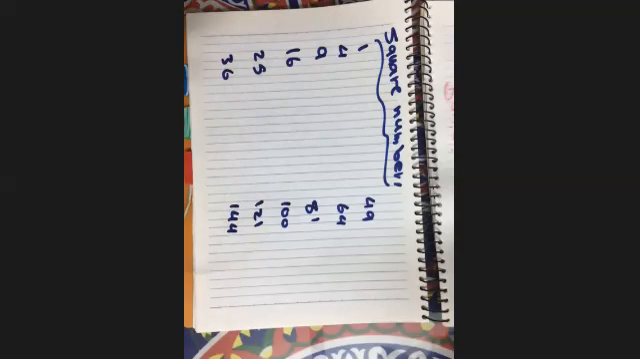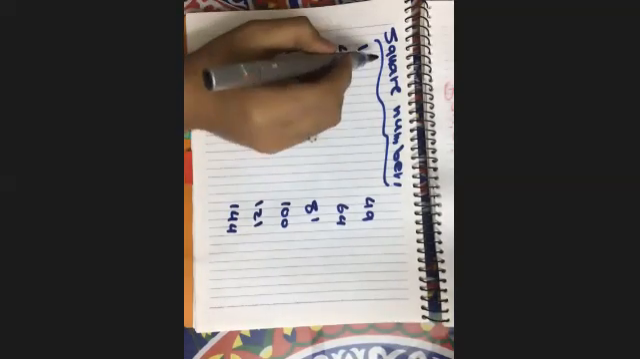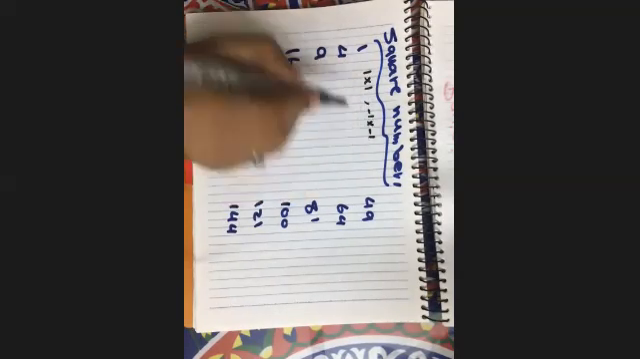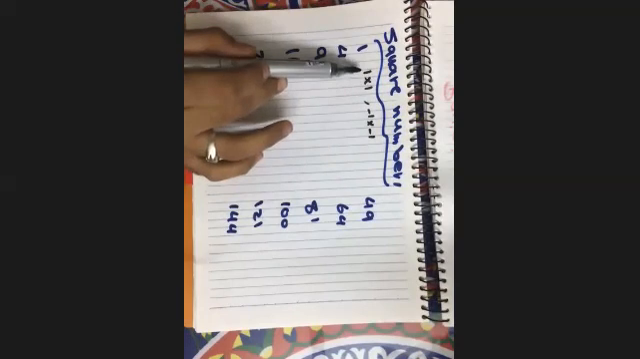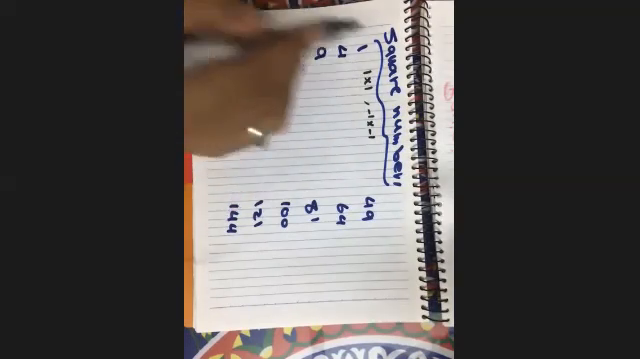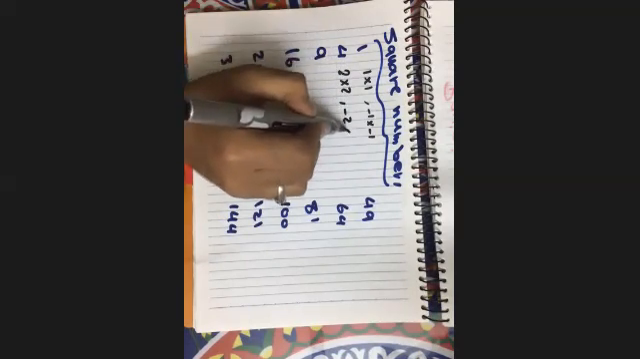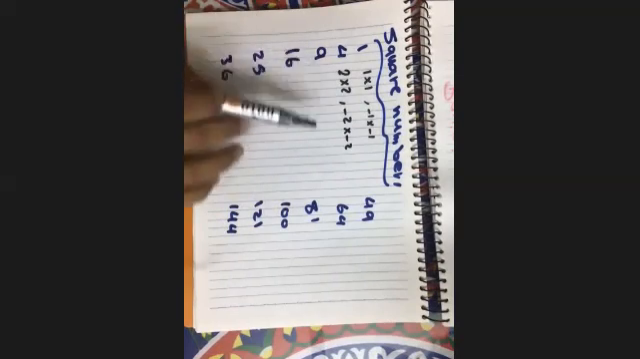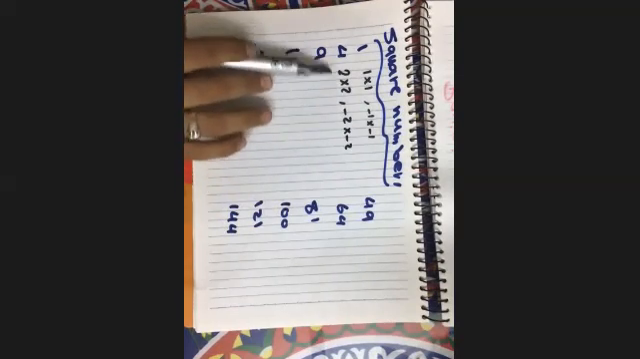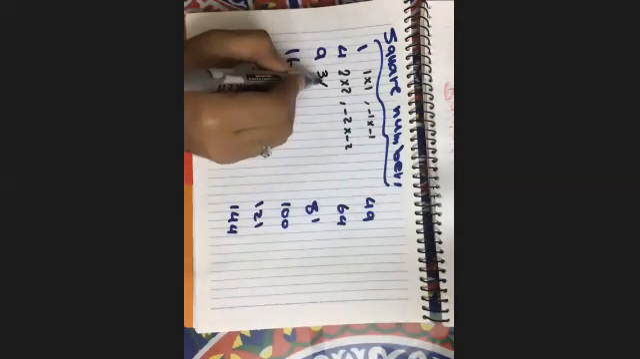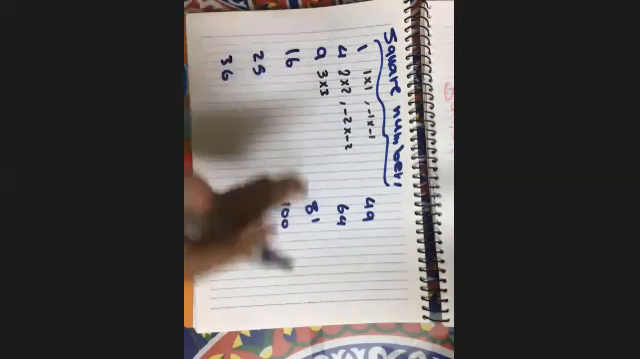Why are these numbers called square numbers? Because these numbers come from the product of two similar numbers. Like 1 comes from 1 times 1, or -1 times -1. Both of these numbers are the same. 4 comes from the product of 2 times 2, or -2 times -2. 9 comes from 3 times 3, or -3 times -3.